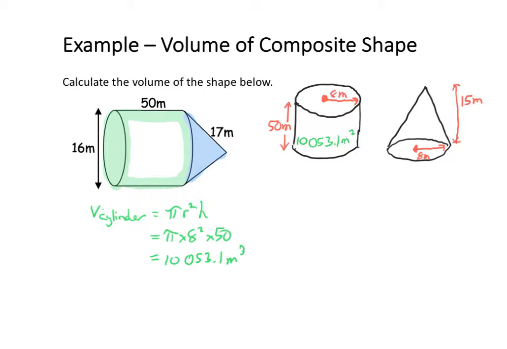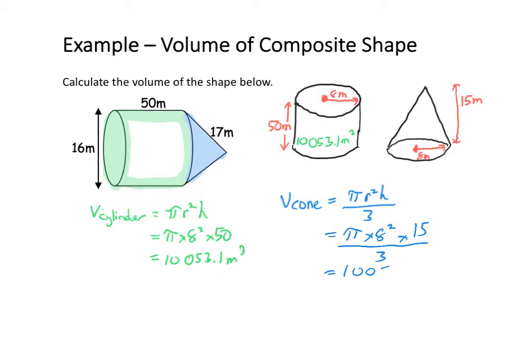I can add that to my diagram of the cylinder up the top and then move on to calculate the volume of my cone. The formula for the volume of a cone is pi r squared times h divided by 3. So next I can substitute in my values. Pi times my radius of 8 squared times my height of 15 divided by 3, and that is going to equal 1005.31 meters cubed. And again, I can go and add that up to my cone diagram up the top.